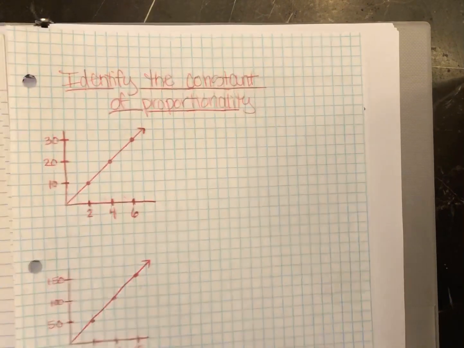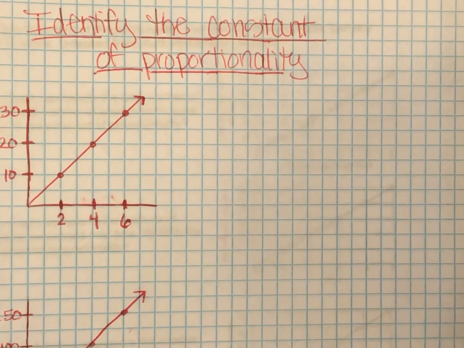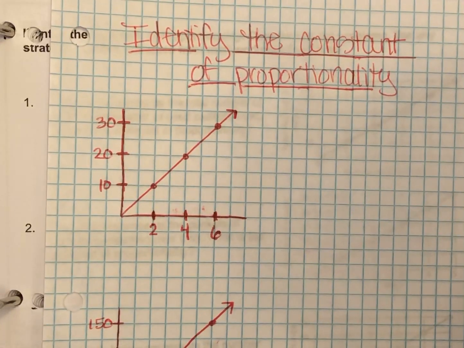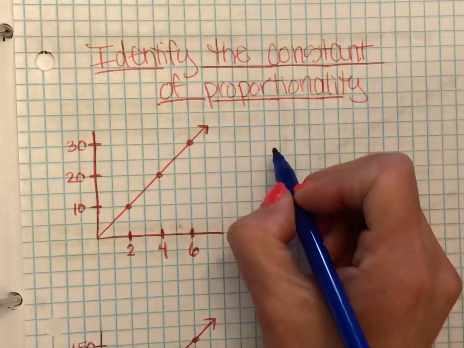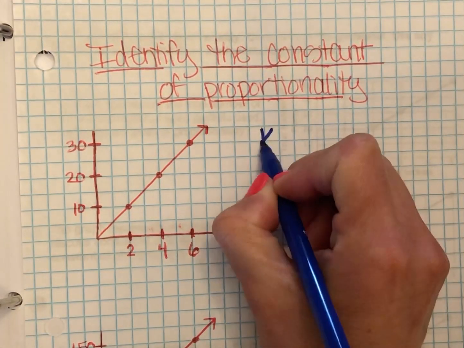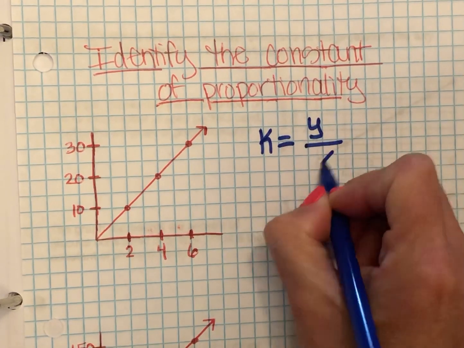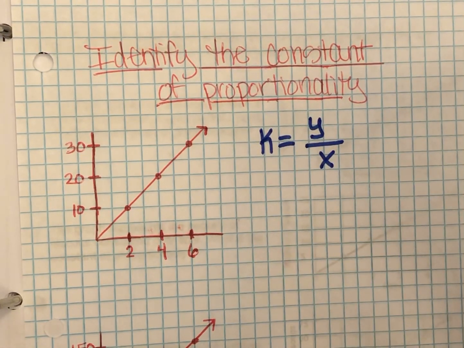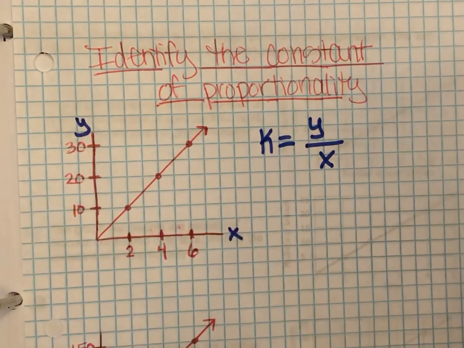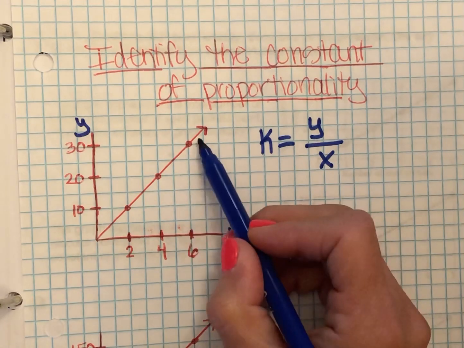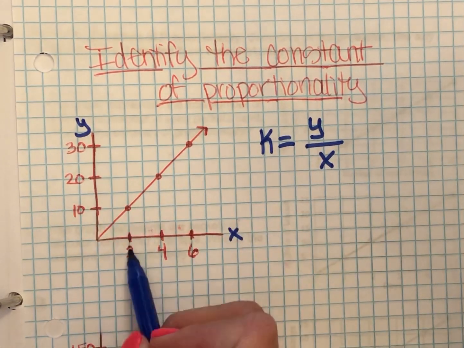So I did some examples here. I'll zoom in so you guys can actually see my graph. Okay. So you remember our constant, we talk about it as K. So how do we find K? K equals Y divided by X. So find, this is my X values, these are my Y values. You're going to find a point on your line, okay, where those values meet perfectly.